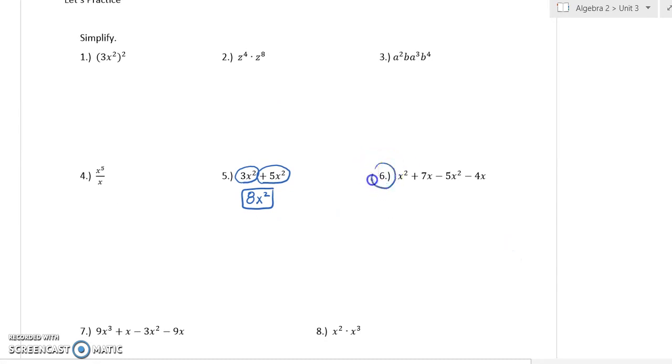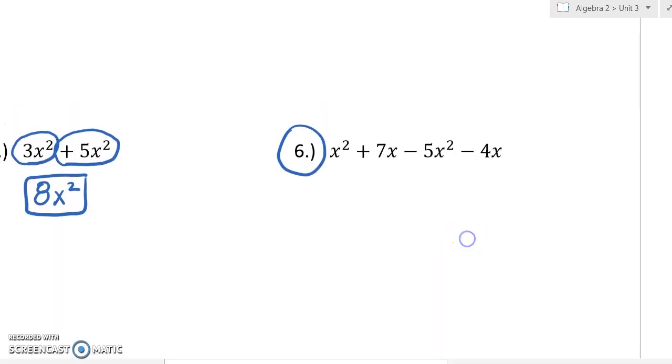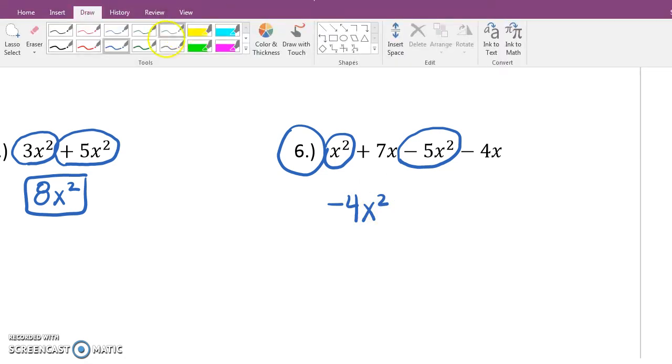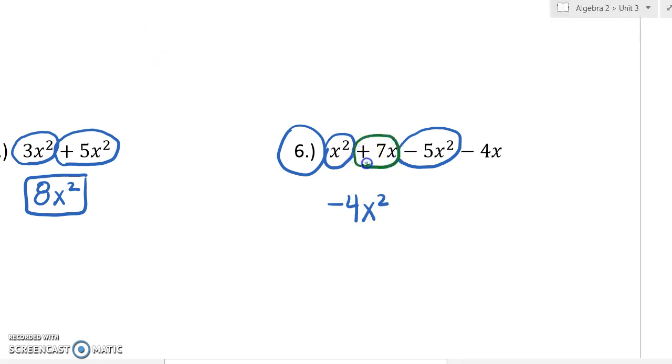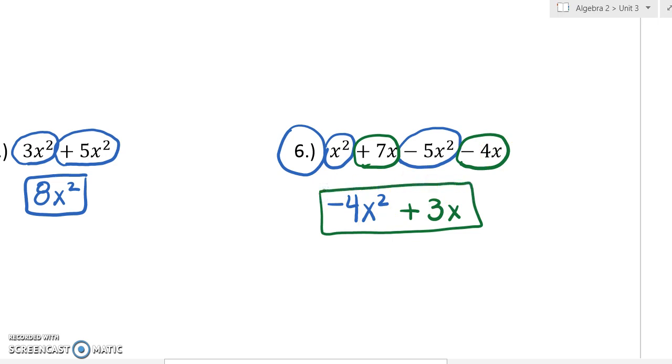All right, let's look back again to see what else I can combine like terms with. Number 6 I can combine like terms with because there's some addition and subtraction there. So I have x squared minus 5x squared are like terms, so that's negative 4x squared. And then I also have plus 7x and minus 4x. So 7 minus 4 is positive 3x. And these two terms are not like terms. One is an x squared term, one is an x term, so we'll leave that alone.